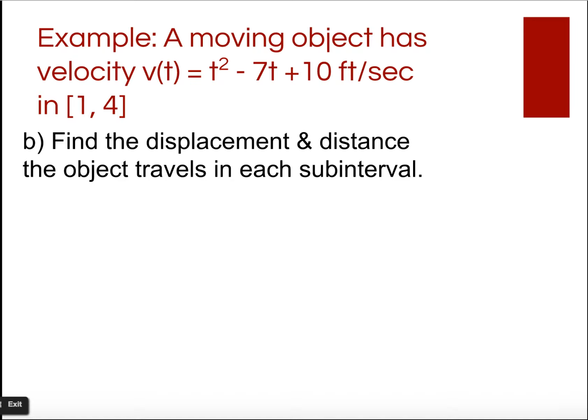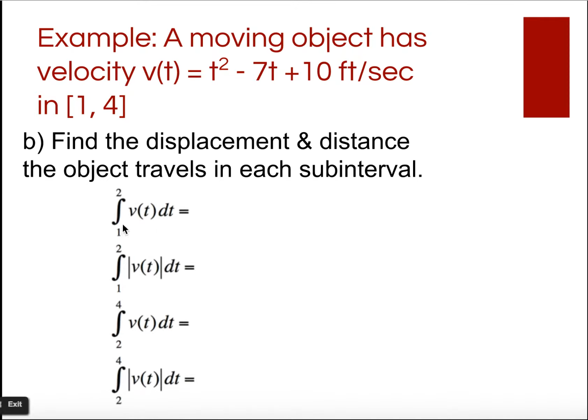So it says find the displacement and the distance the object travels in each subinterval. So the first thing is we're just going to go from 1 to 2 of the velocity, not the absolute value. So you can plug the velocity equation into your y1 and then just do your math 9 of y1 from 1 to 2, and you get 11/6 feet as the displacement from 1 to 2, the change in displacement.